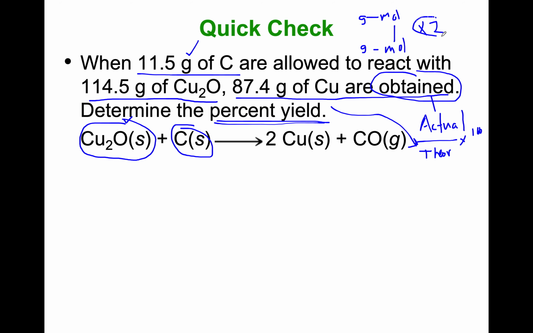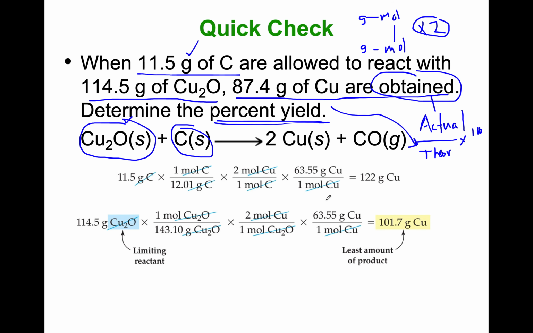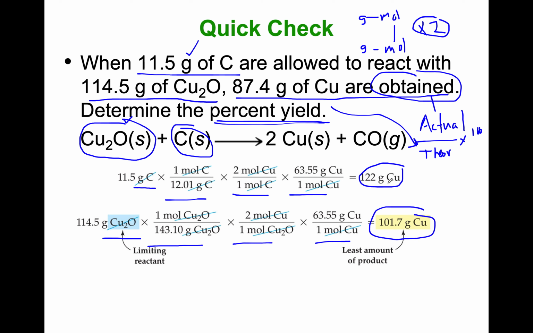That's what we do up here. That's what's already been done. Grams of carbon, grams of copper 1 oxide, go the pathway, grams, moles, grams. That's how much grams of copper can form from this carbon. Grams to moles, mole to mole, and so on. This is how much copper. So clearly you can't make this. It's not possible. This is the limiting reactant.